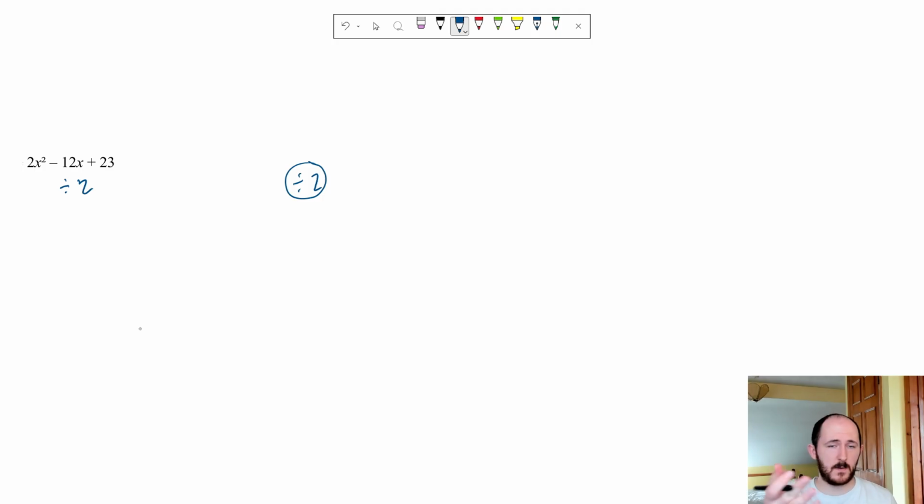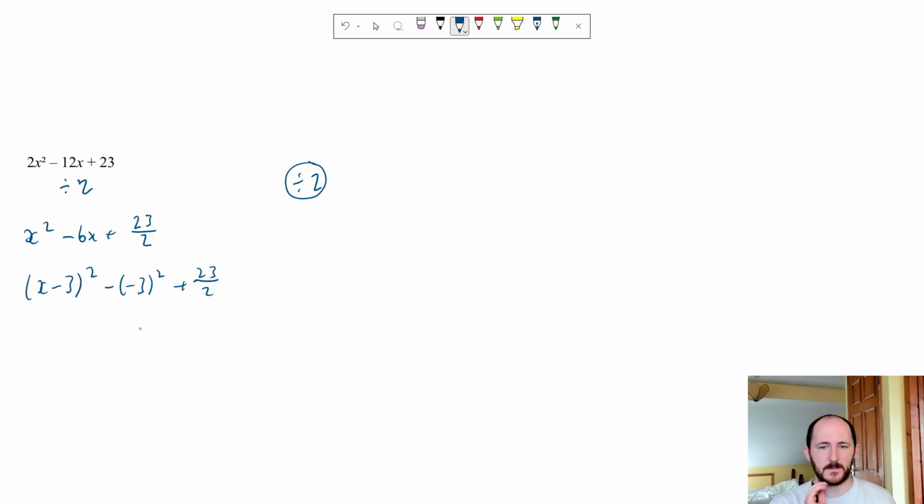If that was a 3x squared, you divide by 3. If it's a 4x squared, divide by 4, and so on. So that gives me x squared minus 6x plus, I'm just going to leave it as 23 over 2 for now. And now we do the exact same thing again. So we're going to put in brackets x minus 3 squared minus -3 squared plus 23 over 2. Let's expand that.